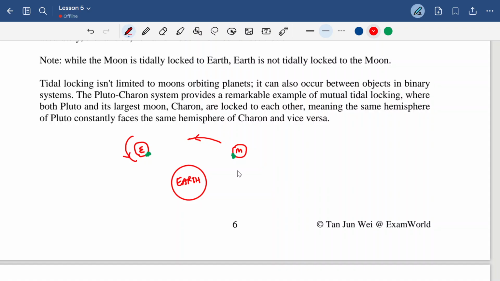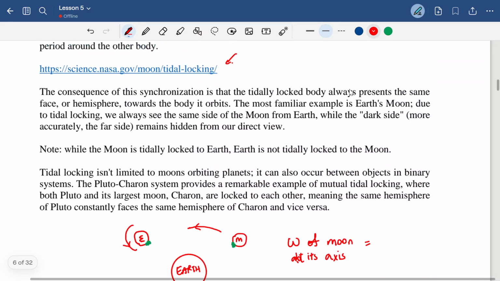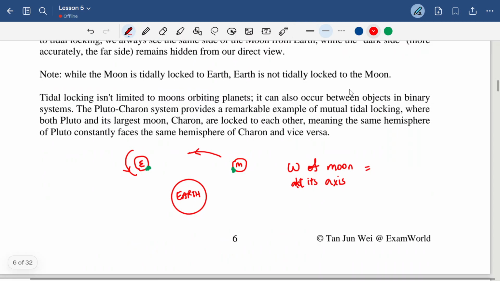So for the moon to be tidally locked to Earth, the angular velocity of the moon about its axis is equal to the angular velocity of the moon about Earth. Because of that, we always see the same side of the moon.